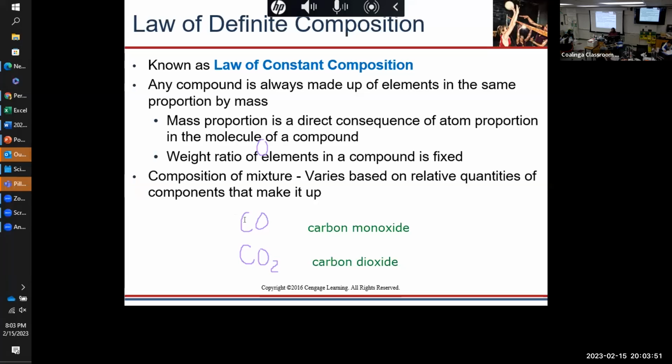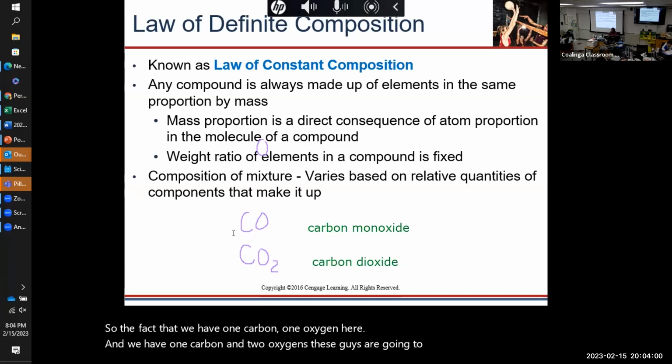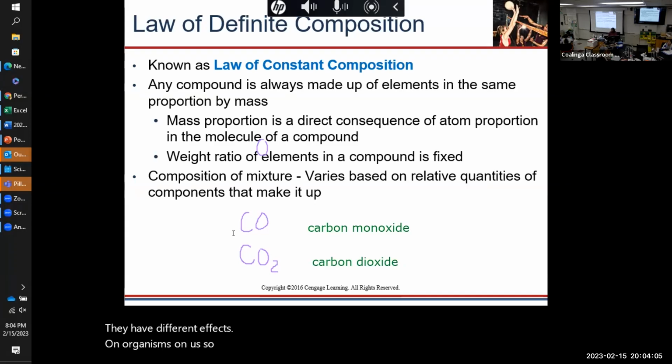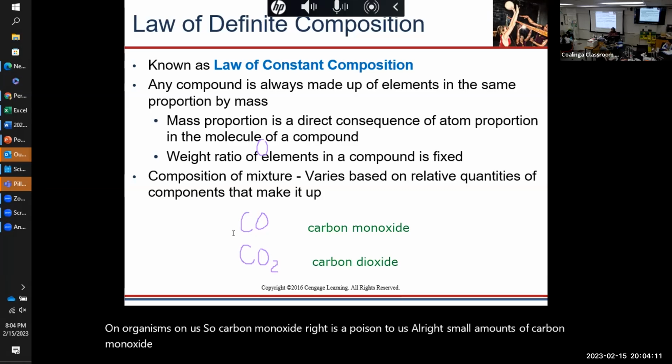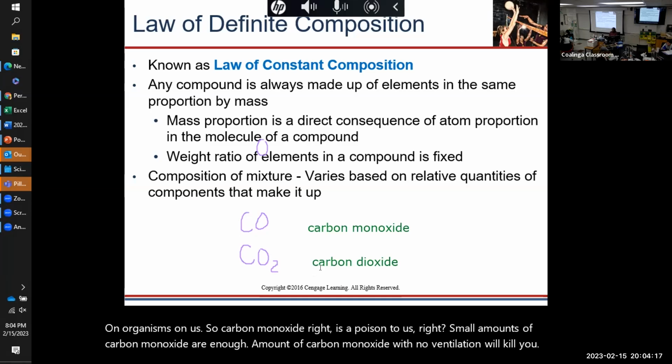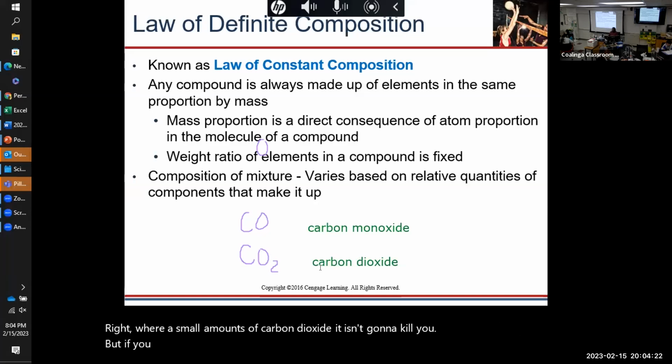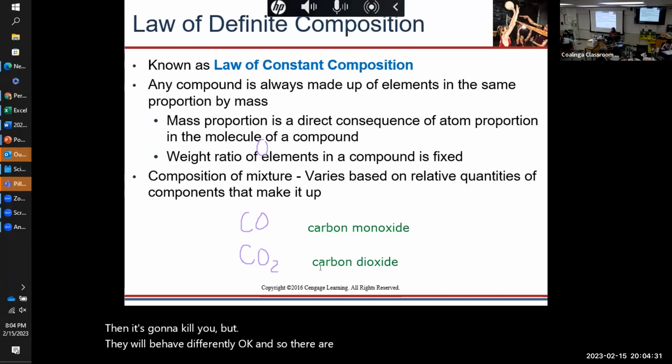So the fact that we have 1 carbon, 1 oxygen here, and we have 1 carbon and 2 oxygen, these guys are going to behave differently. They have different effects on organisms or on us. So carbon monoxide is a poison to us. Enough carbon monoxide with no ventilation will kill you. Small amounts of carbon dioxide aren't going to kill you. But if you only had carbon dioxide, then it's going to kill you. But they will behave differently, okay?